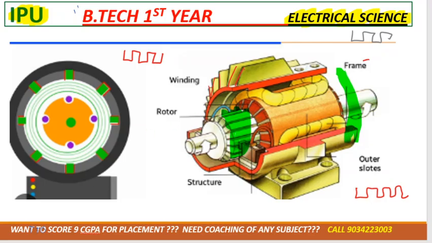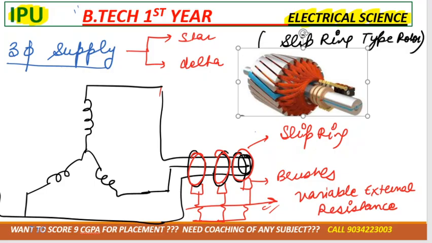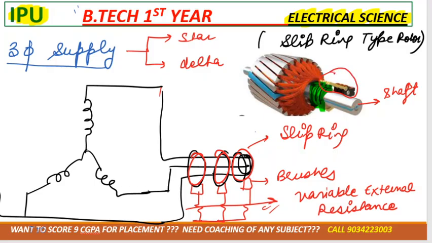Now I'll show you the slip ring rotor. See, exactly the rotor looks like this. As you can see, there is a shaft, and on the shaft we'll have three rings, and there is a connection for connecting the external resistance with the help of brushes. This one is the rotor, and as you can see there is winding over the rotor. So this is exactly how the slip ring motor looks.